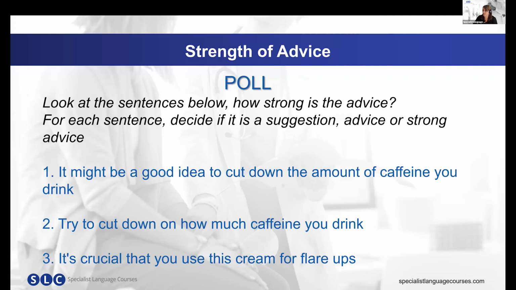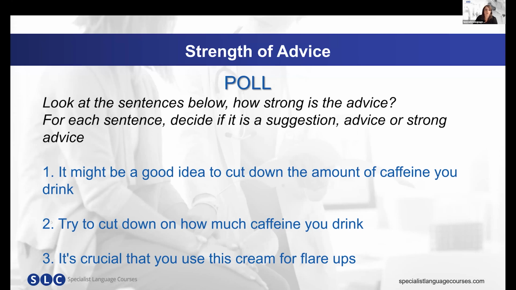Okay, so I am going to end the poll now and let's have a look at those results. So we can see that for question number 3, most people are in agreement that 92% of you feel that this is strong advice. But then questions 1 and 2, it's about even on whether they're suggestion or advice. So let's have a look at our recommendation here.